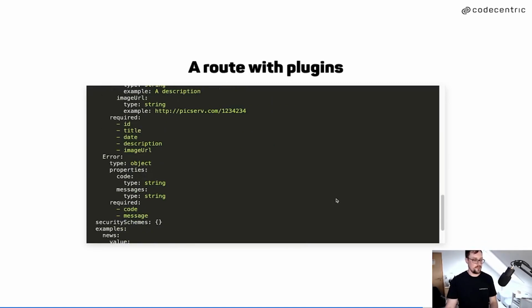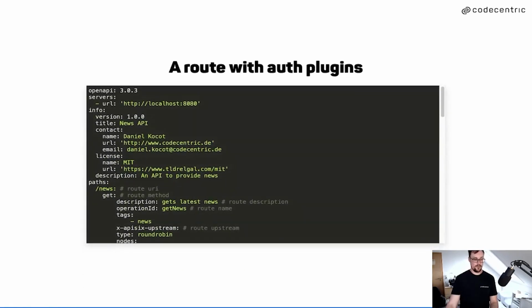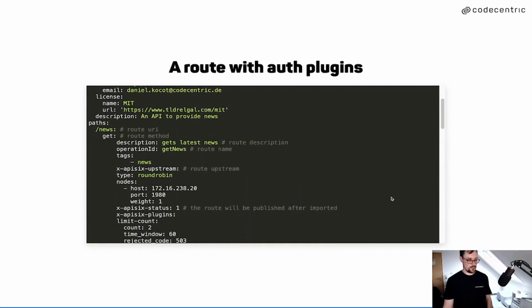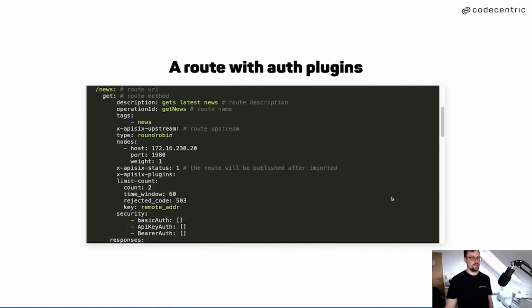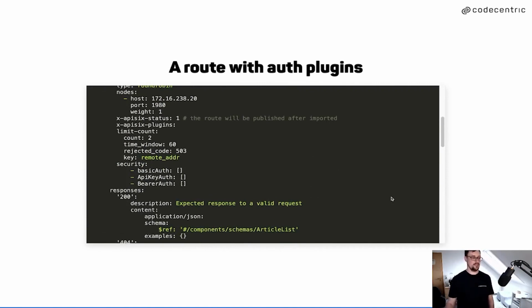And nothing underneath changed. And we go further. Normally we need authentication plugins with the specification or the definition so far. It's quite easy because we have the security properties for the routes actually. So for the path, we see that there's the security. We could do basic auth, API key auth, and bearer auth.